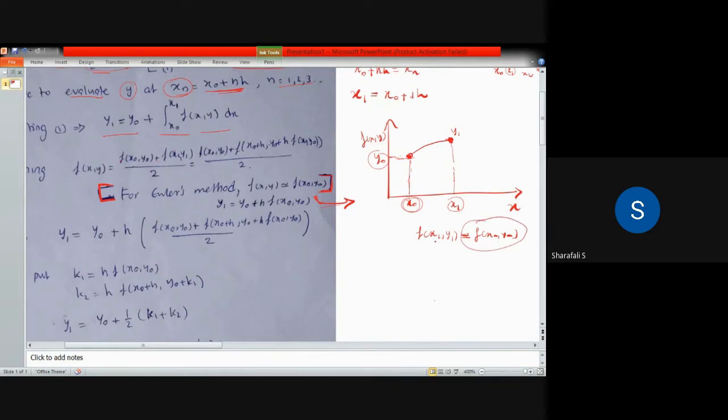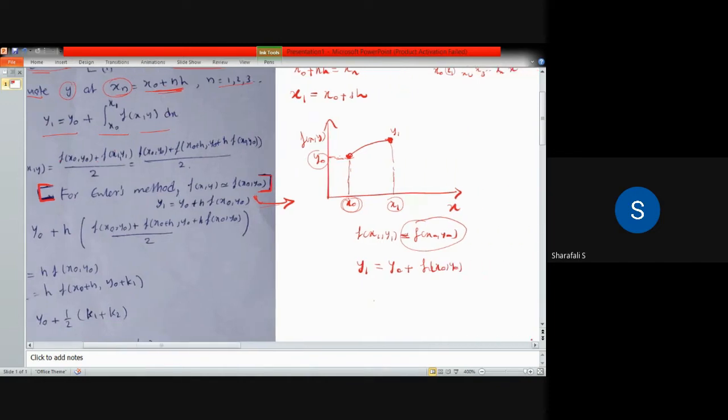So we have taken f of x0 comma y0 outside, and we got the result y1 equal to y0 plus f of x0 comma y0 times the integral of dx, varying from x0 to x1. This range x0 to x1 we call h, so the integral from x0 to x1 of dx becomes h. So we get y1 equal to y0 plus h into f of x0 comma y0.